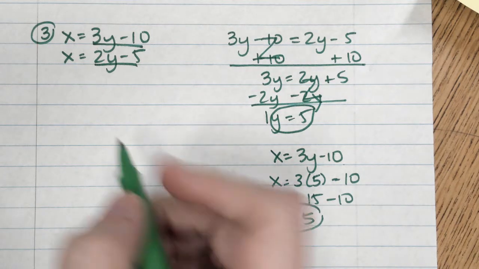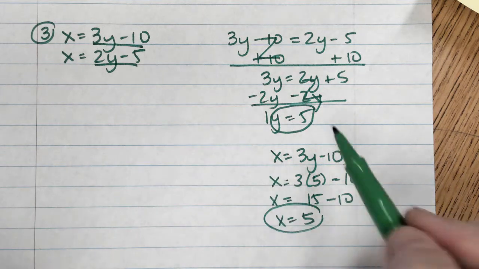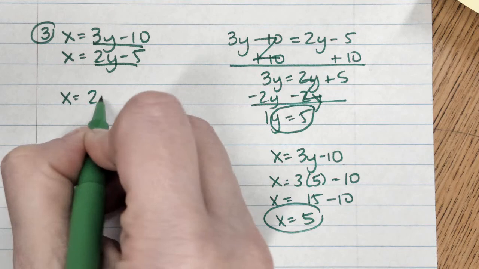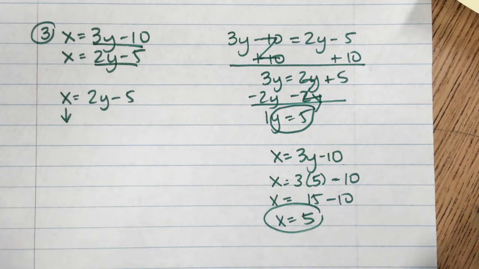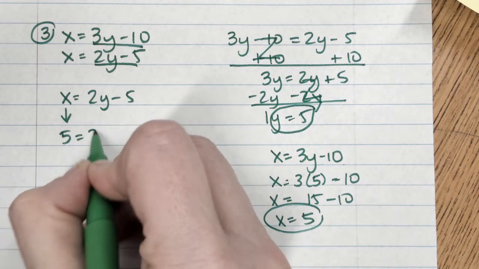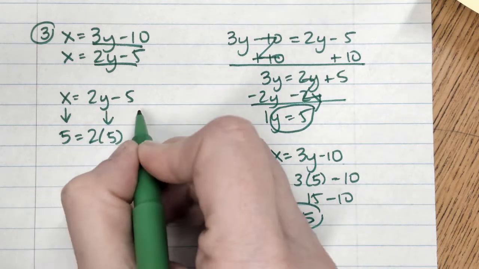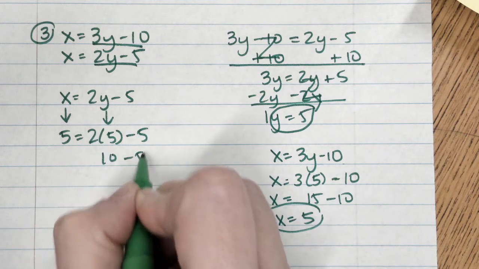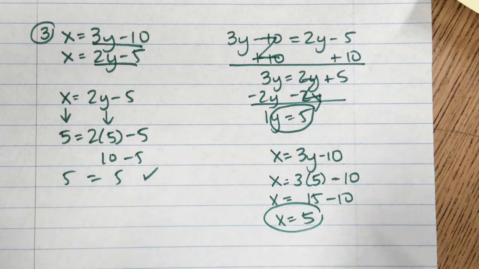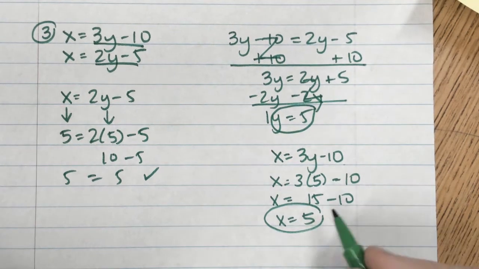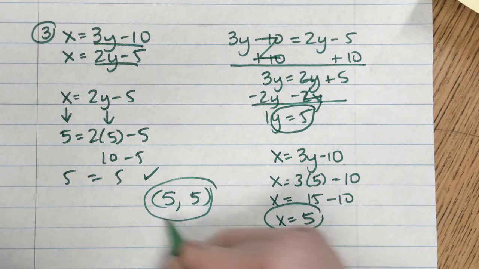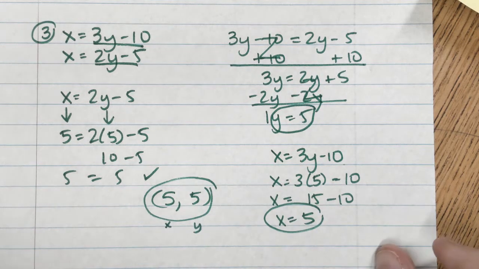All right, so now I'm going to go back to this final equation and do a final substitution to check and make sure I did it right. x equals 2y minus 5. x is 5. 2 times y, which is also 5, and again, it won't always be that way, minus 5. So 2 times 5 is 10. 10 minus 5 is 5. Does 5 equal 5? Well, it sure does. So that means that I've done this correctly. My coordinate is 5, 5, because this is x and this is y. Okay? All right. Let's try the next one.